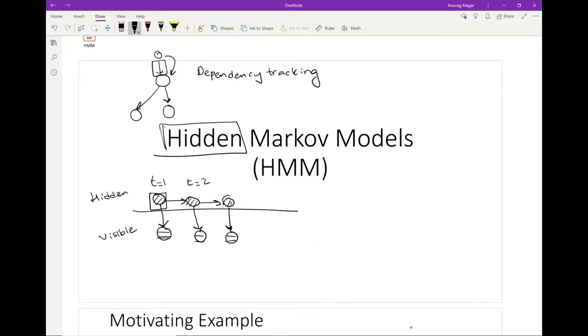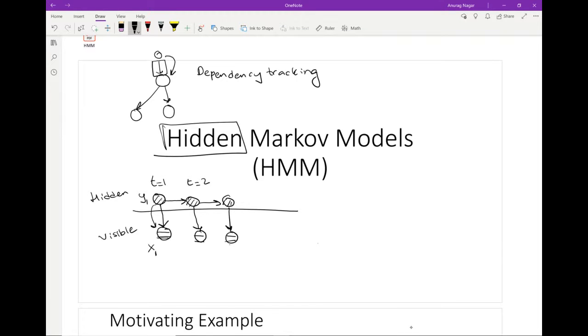Why? Because it influences two things. It influences the observation. So this could be hidden state one, and this could be observed state one. Some people say y1, so y1 is the hidden state, and x1 is the observed state.